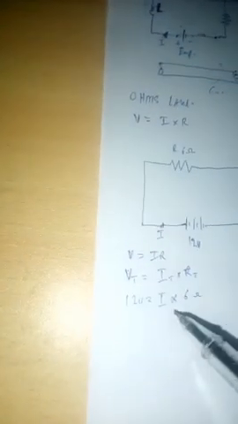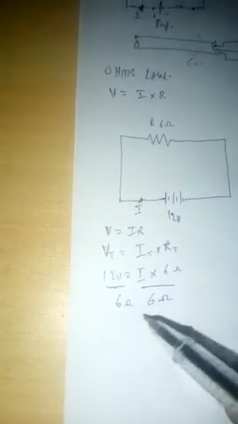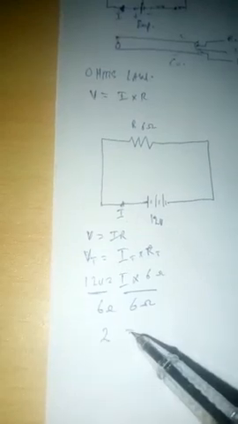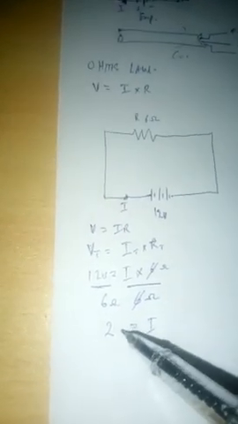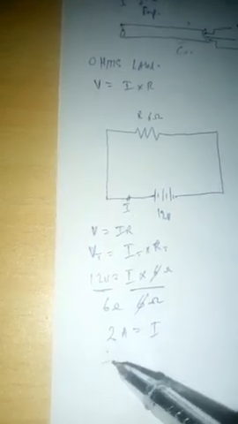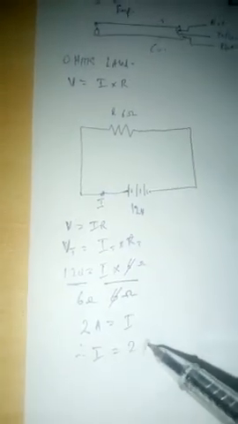Then we divide both sides by 6 ohms. So we have 12 divided by 6, that's going to give us 2 equals I. Note the unit of current is amps, therefore current is equal to 2 amps.